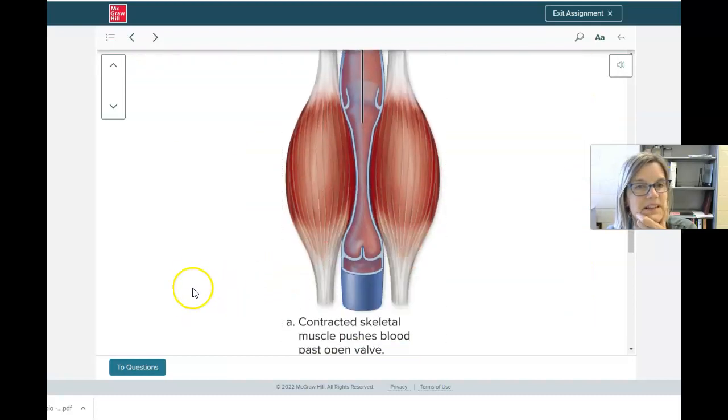So I'm going to stop right there, and that was section 5.4.